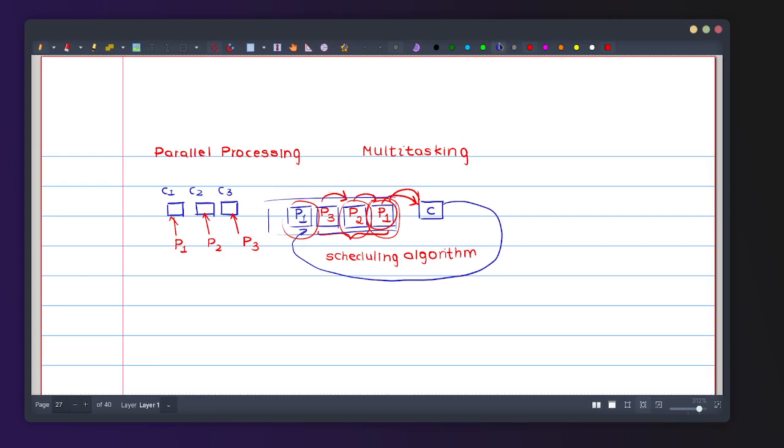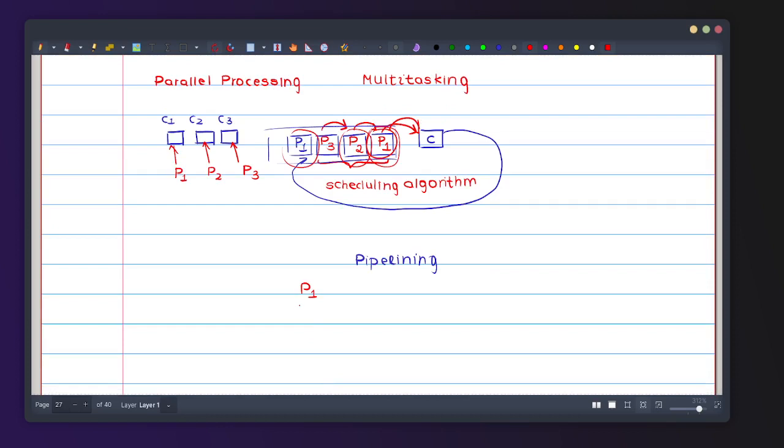Now again, this is not the same as pipelining, where in pipelining it's a little different, right? In pipelining, what you do is you look internal to a process itself, where you break a process down into the 5 pipeline stages: instruction fetch, instruction decode, operand fetch, instruction execute, and write back.